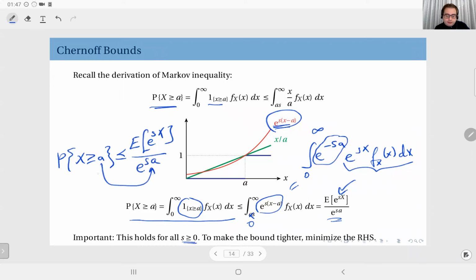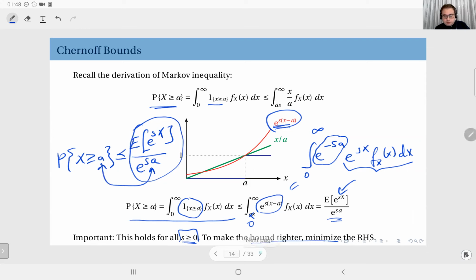This a is this a here. And you see, s is a free variable here. Any s value here that is non-negative works. So I would like to find an s value that minimizes this value here, so that I have the tightest possible bound. That's the power of Chernoff bounds. You can make it smaller and smaller by choosing the s value in a smart way. So how to do that?